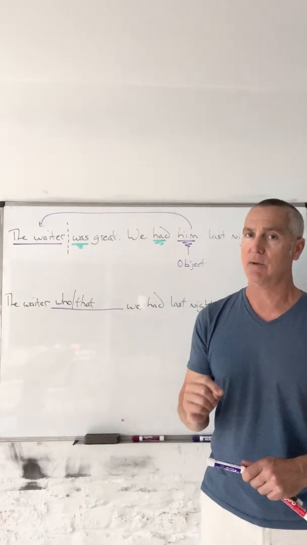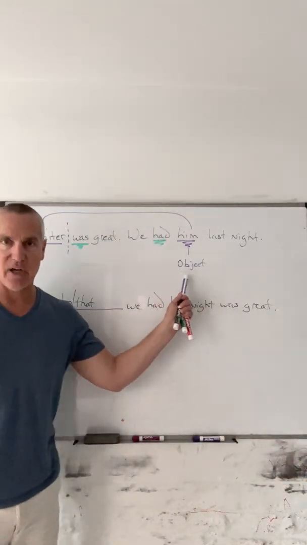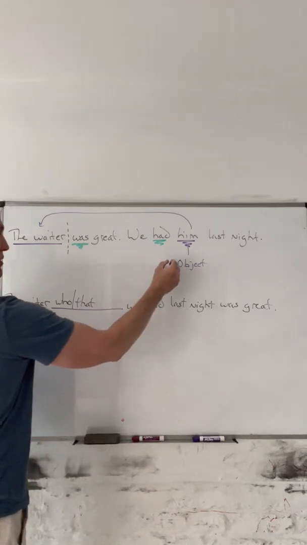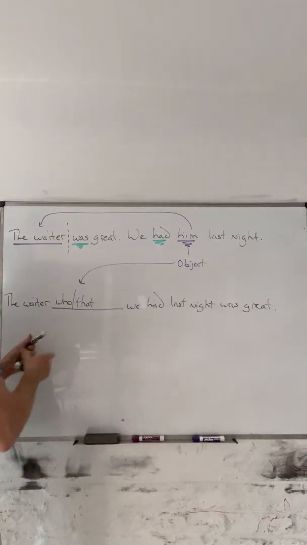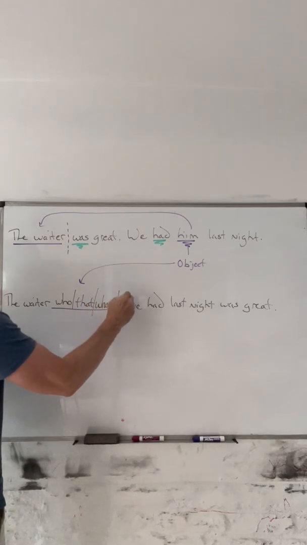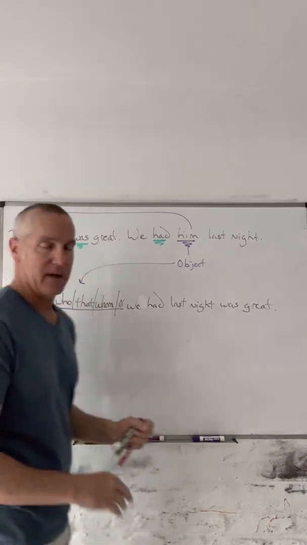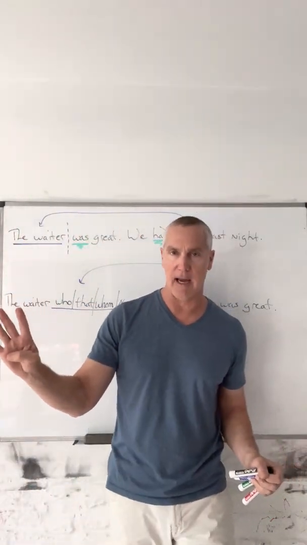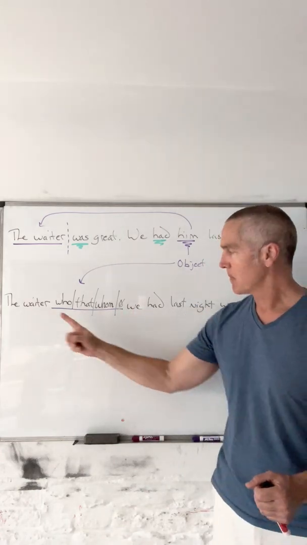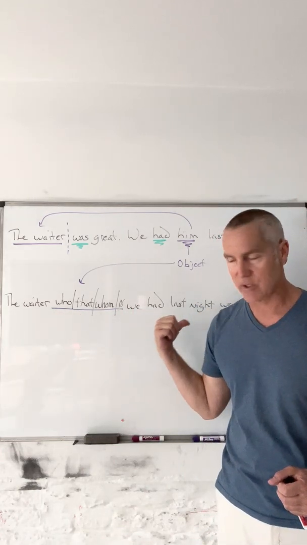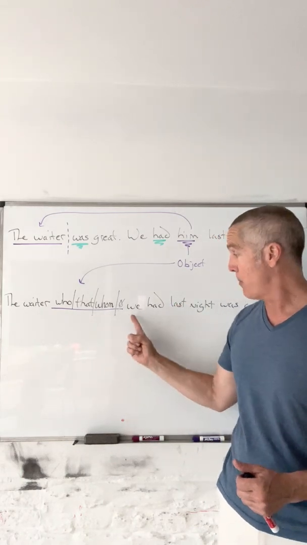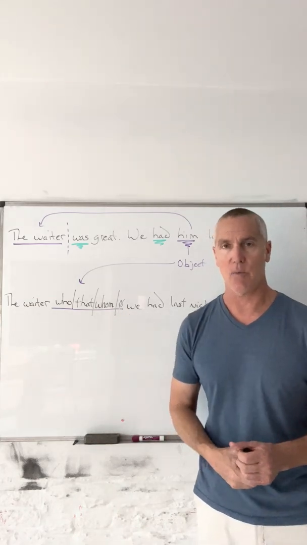But because we have that object reference in the second sentence, we have those two extra options. And those 2 extra options are whom or nothing, no pronoun. So again, those are the 4 possible options for that sentence. The waiter who we had last night was great. The waiter that we had last night was great. The waiter whom we had last night was great. Or no pronoun, the waiter we had last night was great.